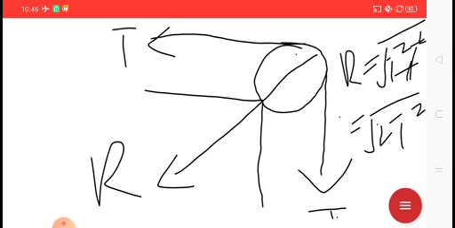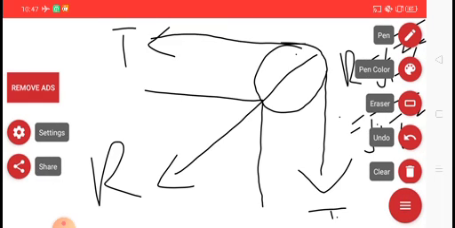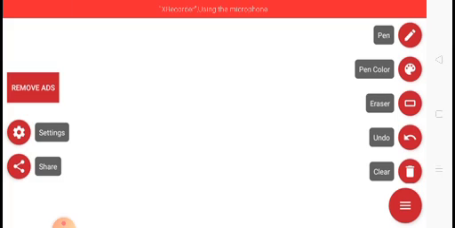Right, now we proceed to question 4. Question 4: a box of mass 3 kg is placed on the table. The coefficient of friction between the box and the table is 0.5. A string is attached to the box and passes over a smooth pulley at the edge of the table. The part of the string between the box and the pulley is horizontal. After passing over the pulley, the string hangs vertically with the other end attached to a ball of mass 2 kg. The system is released from rest.